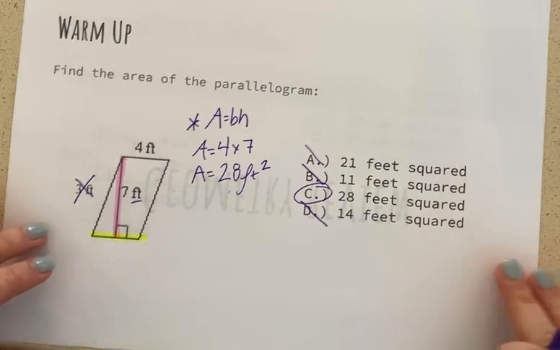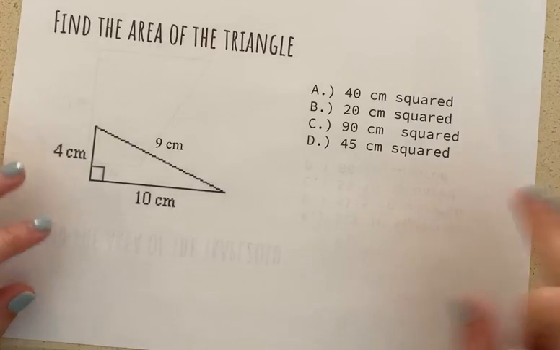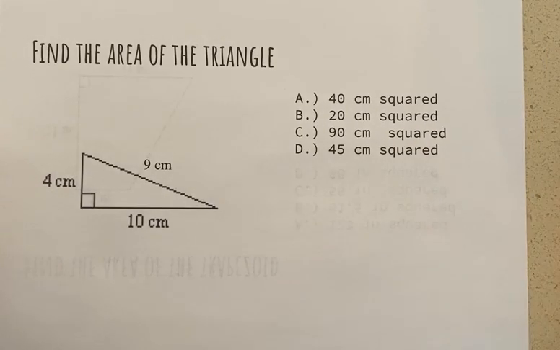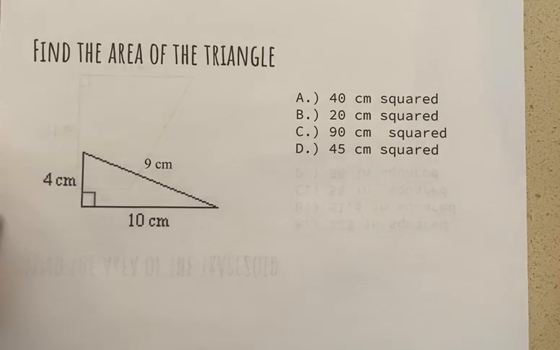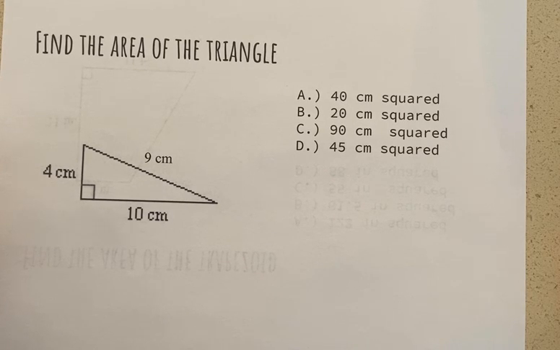All right, let's try our next one. It says, find the area of the triangle. I'll let you know a little secret. There is some extra information in here. Don't get tricked. So take a second and work through this one.